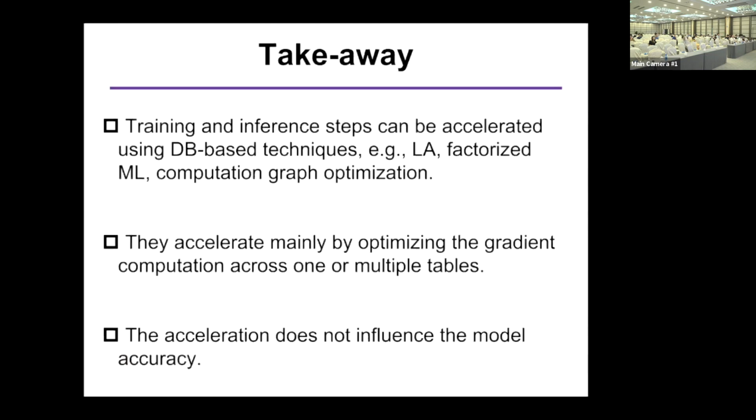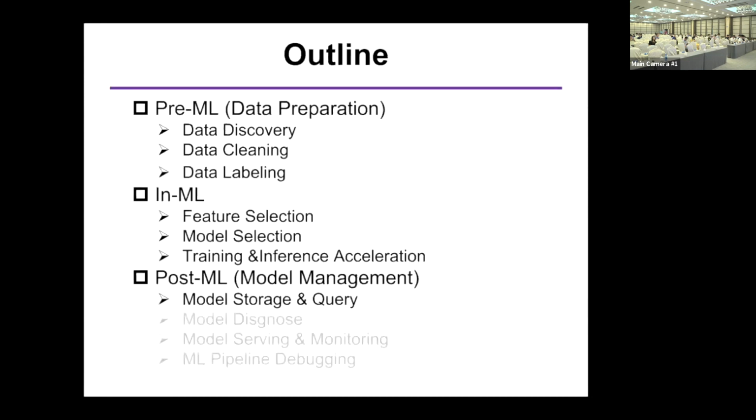So the takeaway is that the training and inference steps can be accelerated using many DB-based techniques like linear algebra, factorized ML, and computation graph optimization. They accelerate mainly by optimizing the gradient computation across one or multiple tables, and the acceleration does not influence the model accuracy. Now let's come to the final part, the post-ML, which is the model management.